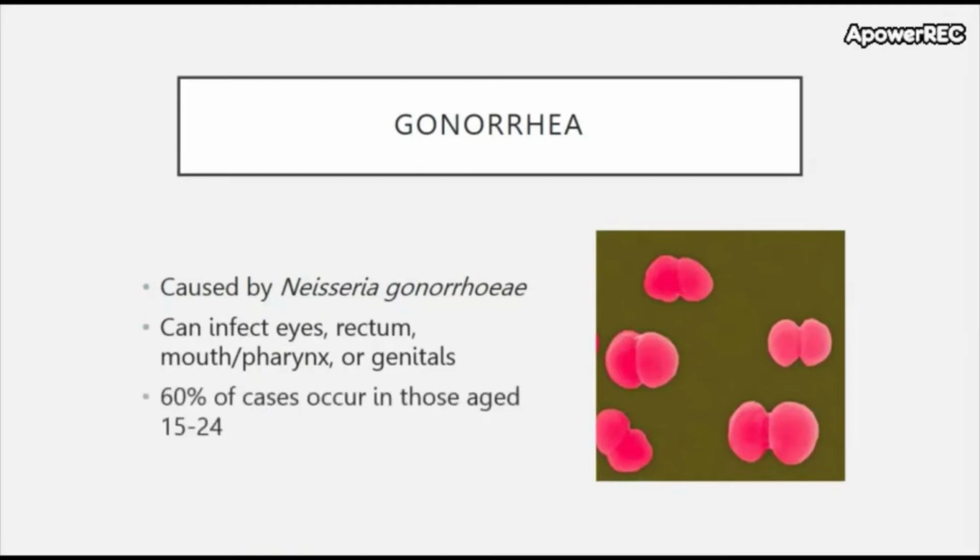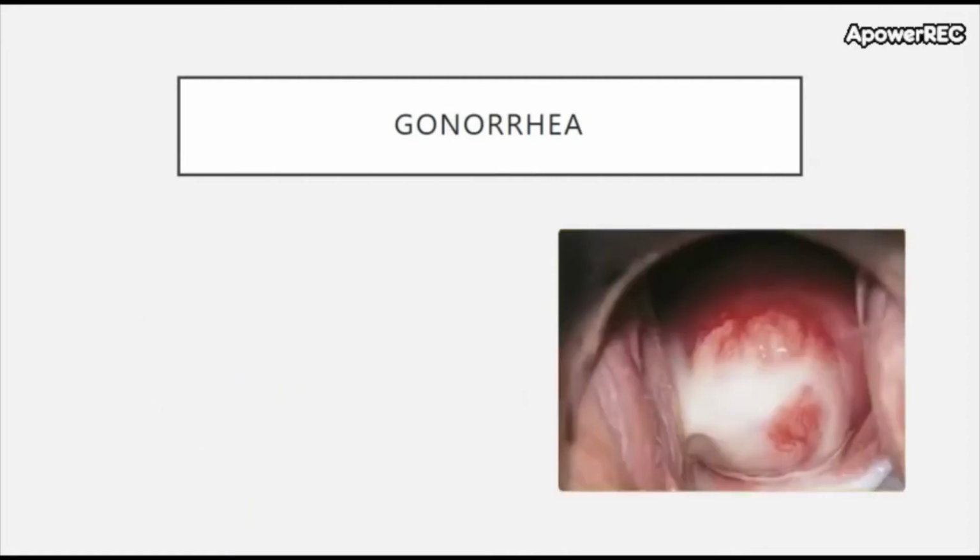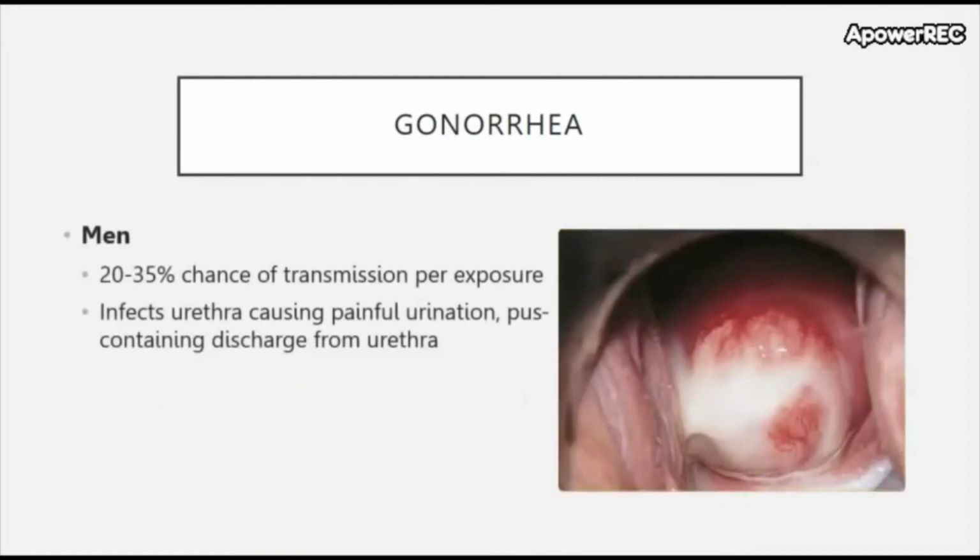The number of cases has been increasing rapidly in the past decade by almost 30%, and 60% of these cases occur in those aged 15 to 24 years. The fact that the disease is often not recognized in women contributes to its transmission, and more women are using birth control, which means that they are less likely to use barrier forms of protection like condoms.